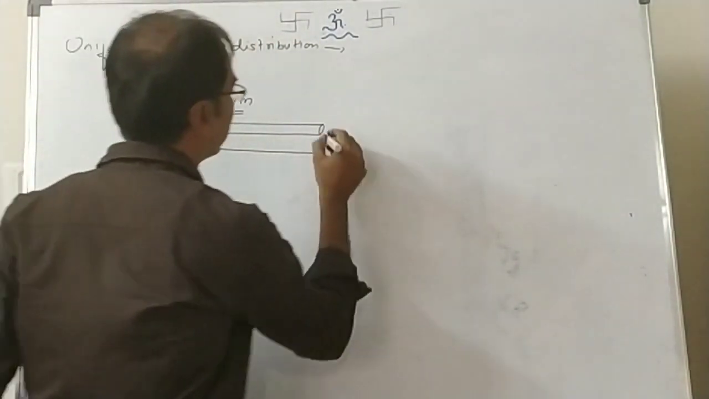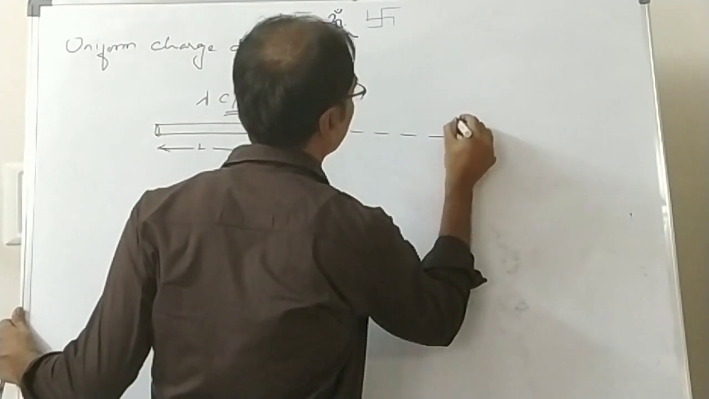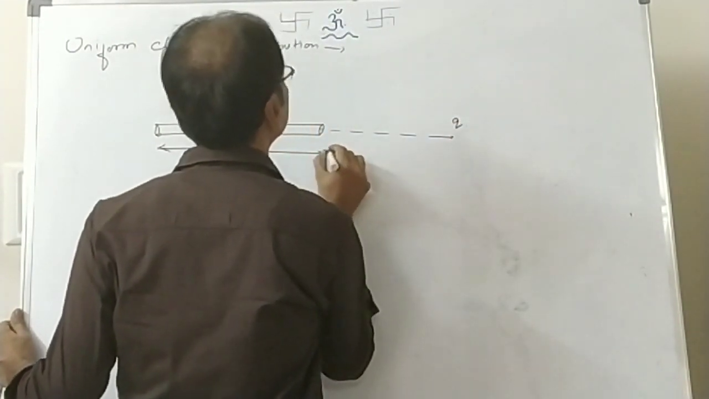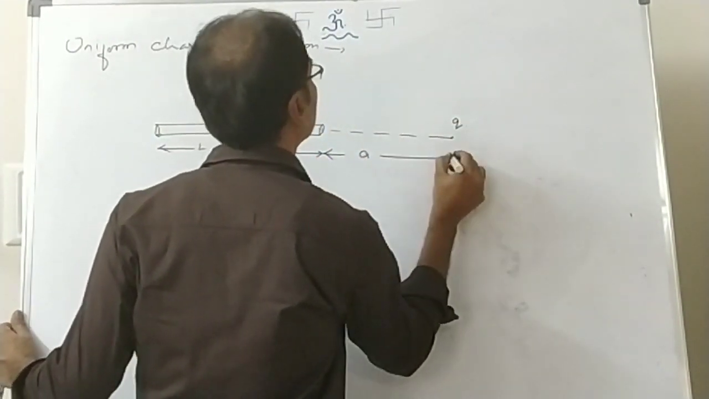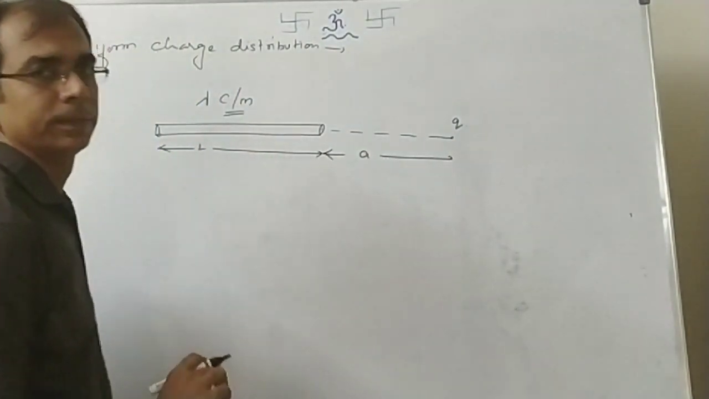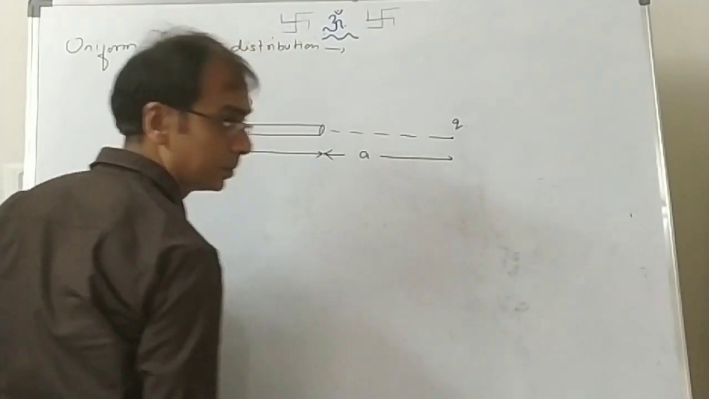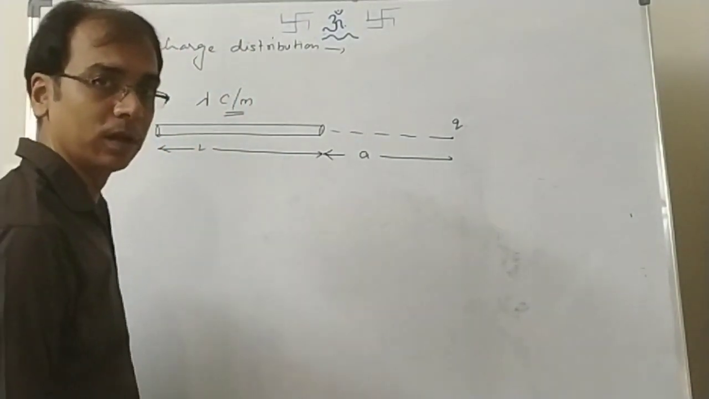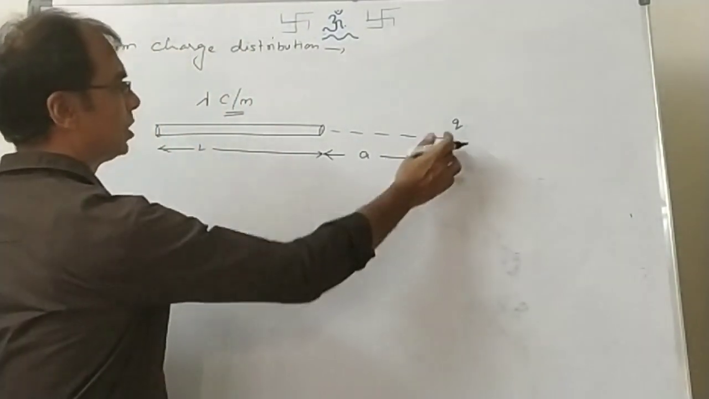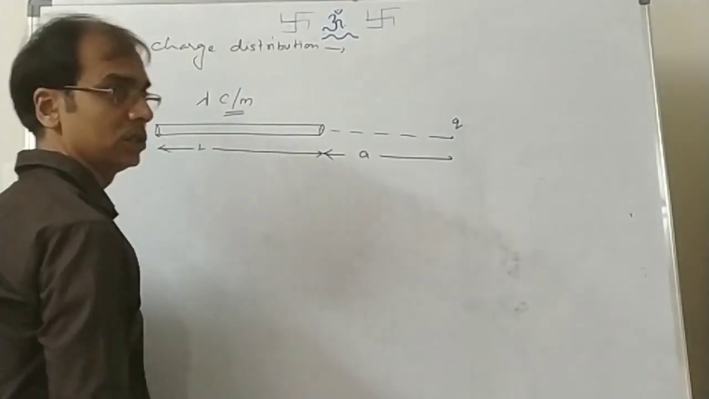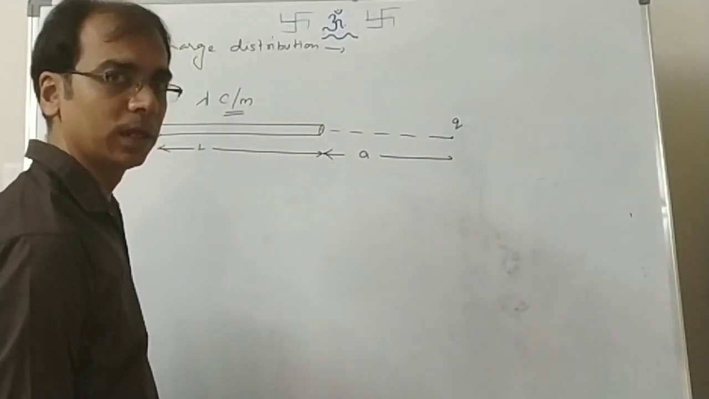And we have another point charge over here. That's Q. Let's say at a distance of A from this end of the rod. We have to find how much is the force exerted by this rod on this charge. Will there be force or not? Yes, obviously there will be force. This is a positive charge. This is also a positive charge. So there will be force, no doubt about that.